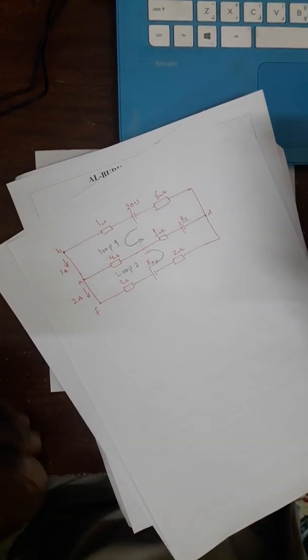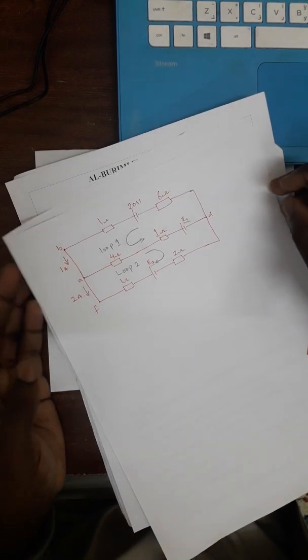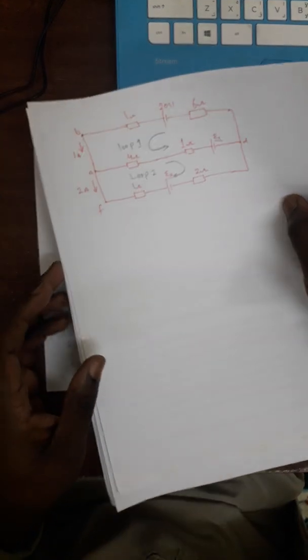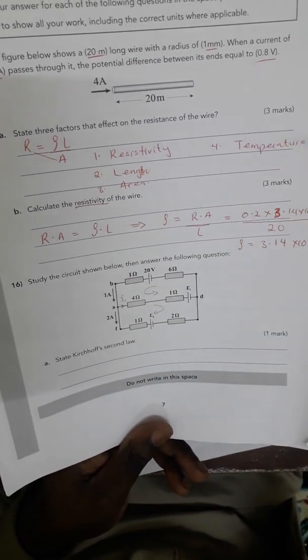This is a continuation of the last video that I made the other day, and I promised I was going to make another video to solve question number 16. I'm sure we all have the question. In question number 16, it's a question about Kirchoff's law. As you can see, the circuit here, and we are supposed to find E1 and E2.